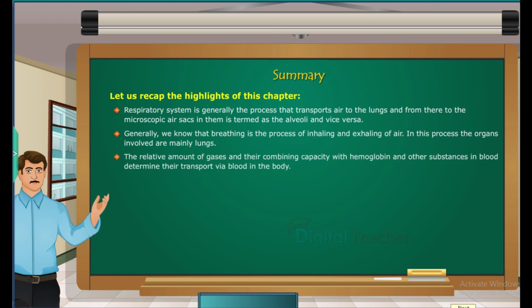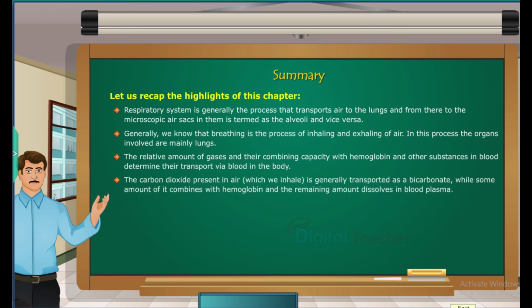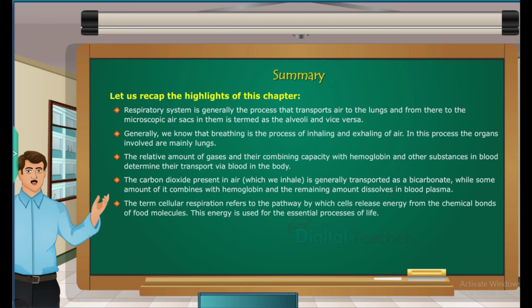The relative amount of gases and their combining capacity with hemoglobin and other substances in blood determine their transport via blood in the body. The carbon dioxide present in the air, which we inhale, is generally transported as bicarbonate, while some amount of it combines with hemoglobin and the remaining amount dissolves in blood plasma. The term cellular respiration refers to the pathway by which cells release energy from the chemical bonds of food molecules. This energy is used for the essential processes of life.